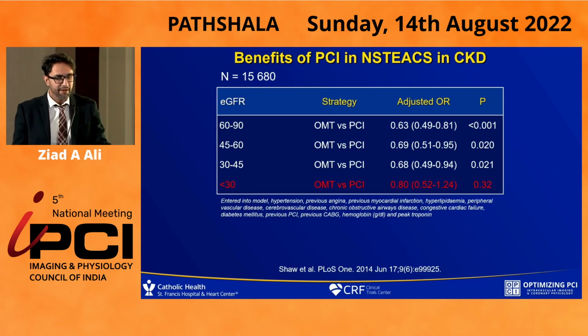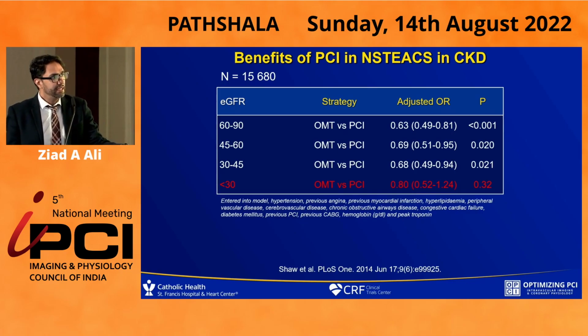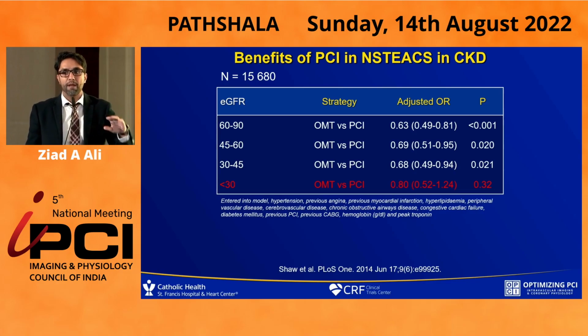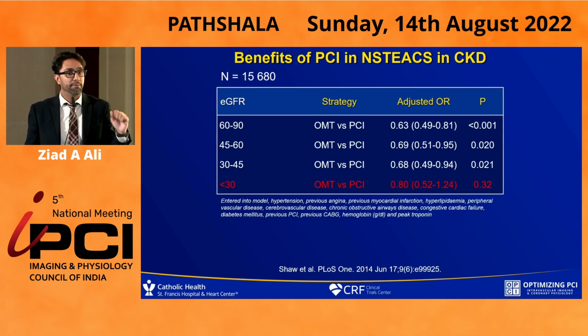Now, you can see the benefits of PCI in non-ST elevation MI in CKD in every single group, 60 to 90, 45 to 60, and 30 to 45, but not in patients who have a GFR less than 30. That's interesting. So at first, you'd probably look at this and think, we should probably not be doing this. But actually, it's because we're doing it very poorly, and we're harming more people than we're actually helping.